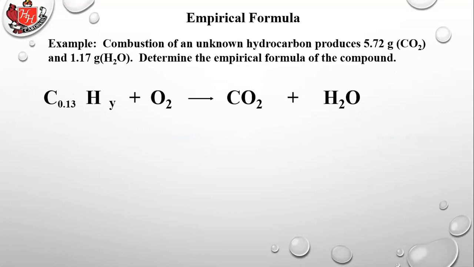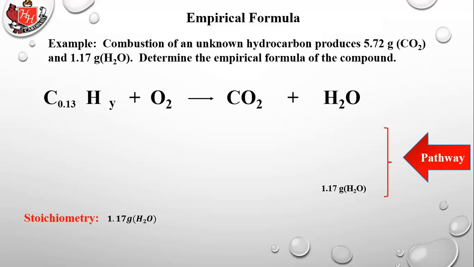Okay, so now we're going to do it for the hydrogen. So we start off with 1.17 grams of H2O. All right, so there's the pathway, there's the stoichiometry. Now notice that the hydrogen that's in water, H2O, could have only come from one place, and that's from the hydrocarbon over on the left. So whatever number of moles of hydrogen we have on the right in the water molecule, we'll have to have started with that same number of moles of hydrogen over on the left.